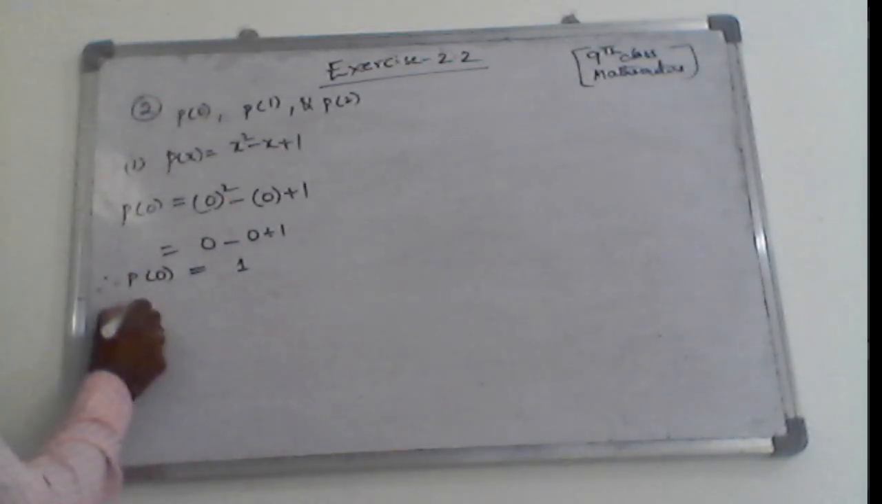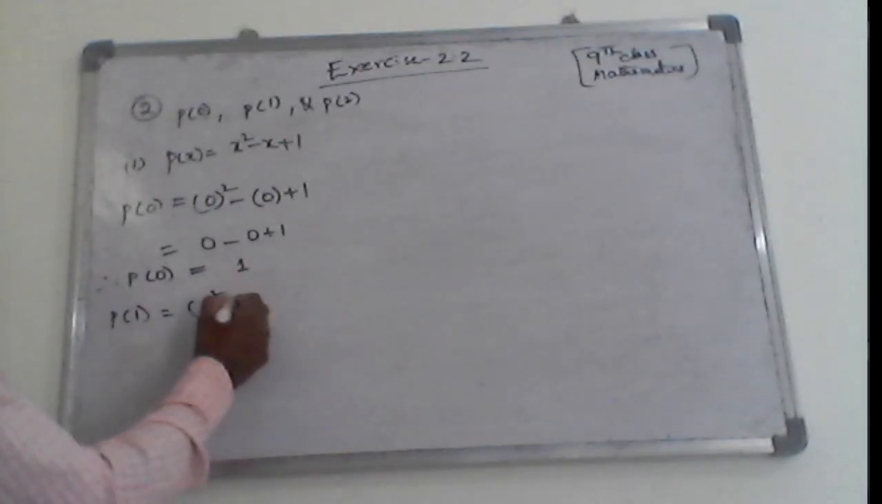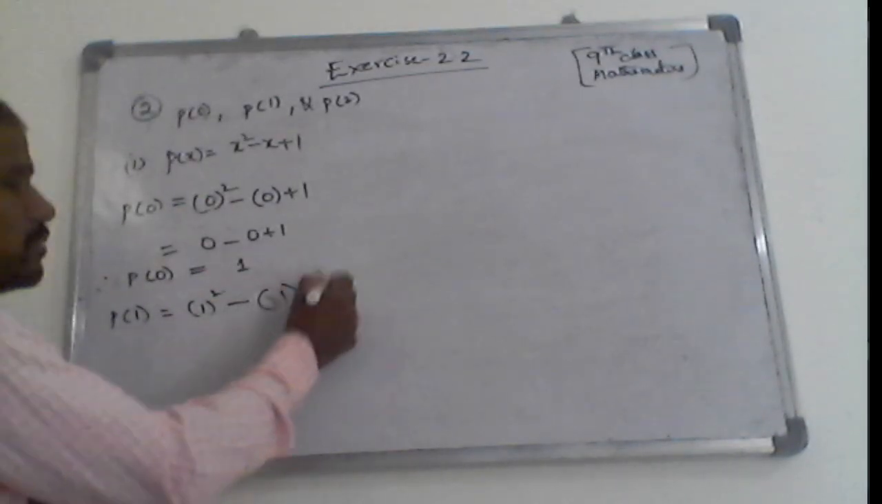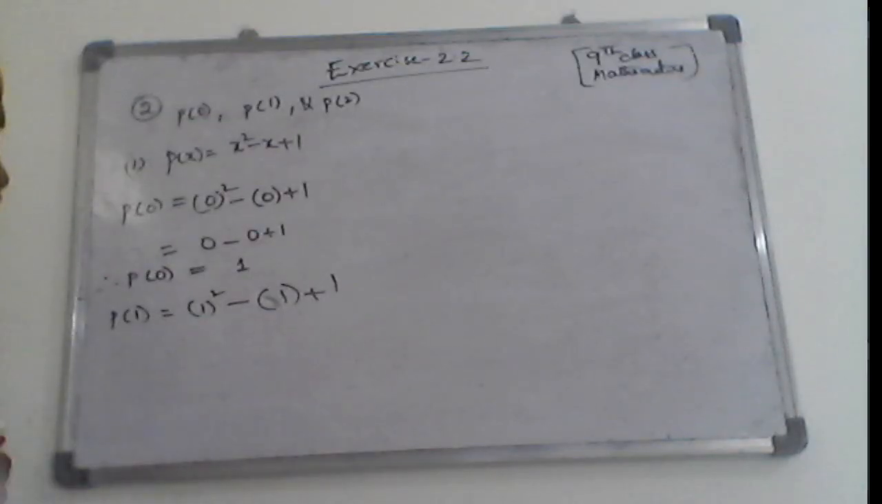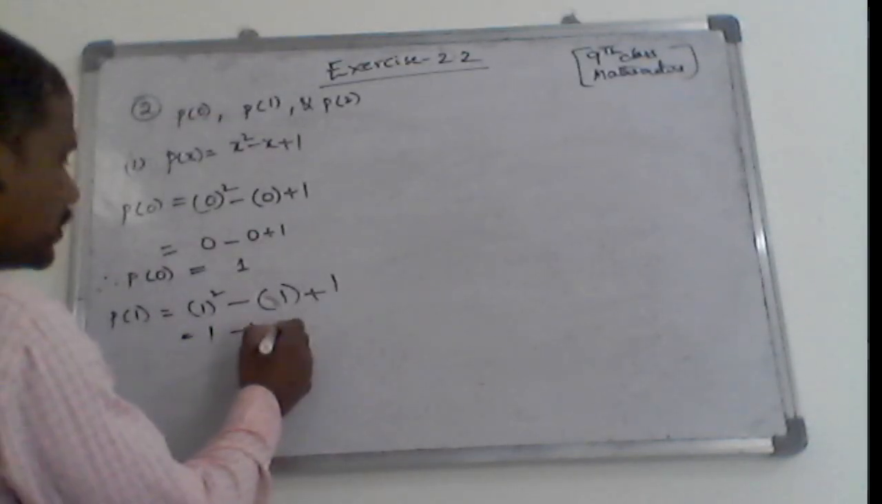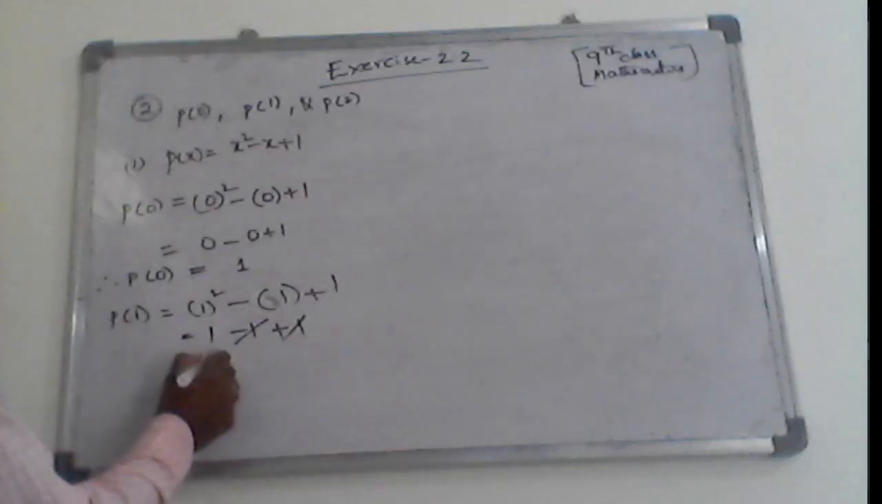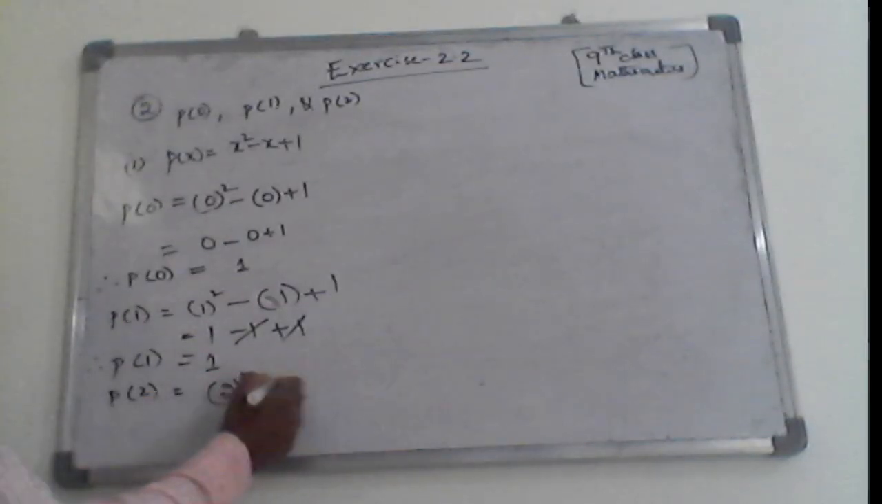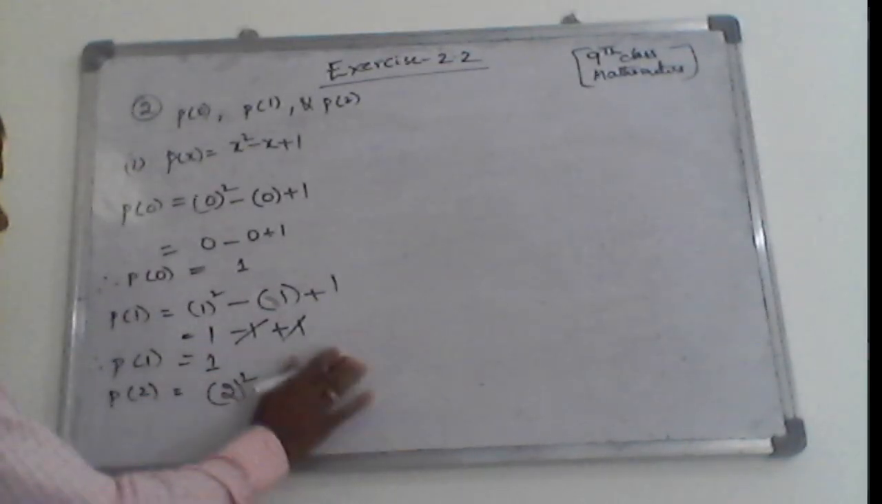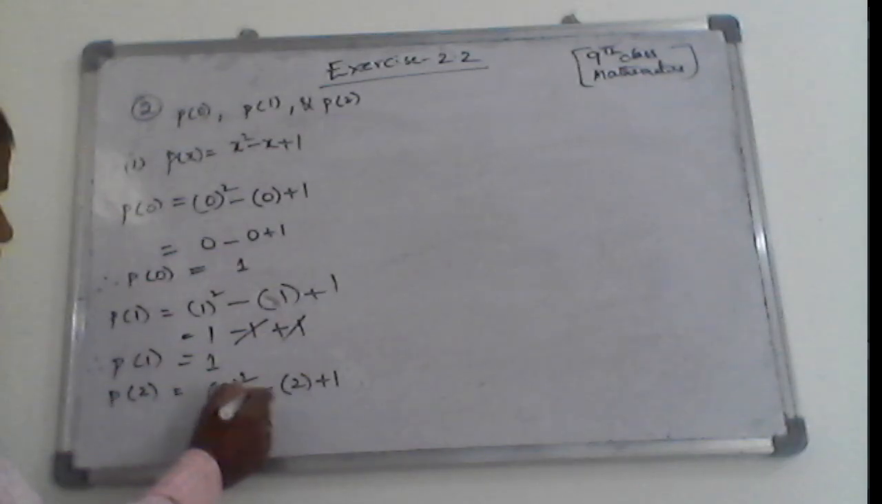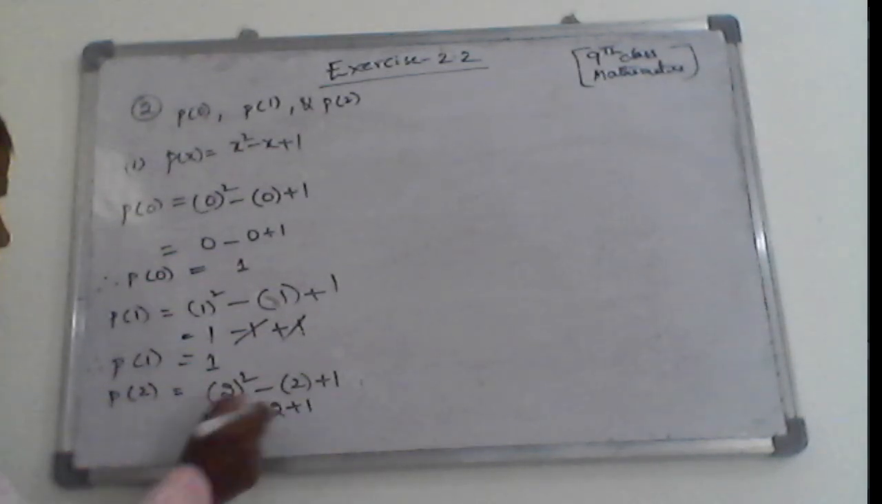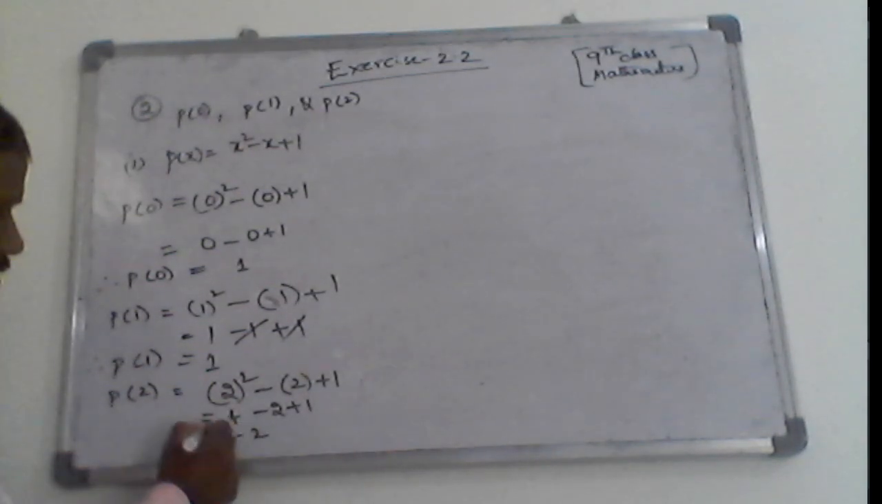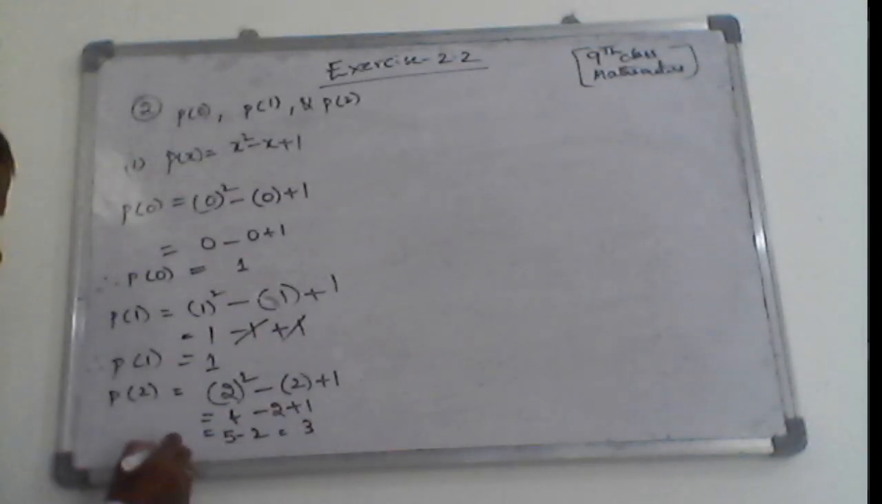Next one, P of 1. P of 1 equal to 1 square minus 1 plus 1. So 1 square value 1, minus 1 plus 1. Minus 1 plus 1 get cancelled. Answer is 1. P of 1 equal to 1. Next one, P of 2. P of 2 equal to 2 whole square minus 2 plus 1. 2 whole square is 4. 4 minus 2 plus 1. So 4 plus 1 is 5, 5 minus 2 is 3. So therefore P of 2 equal to 3.